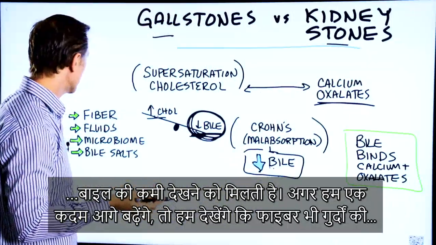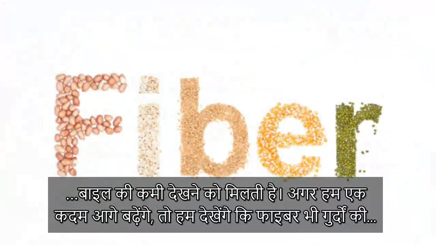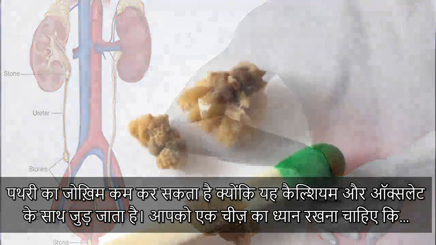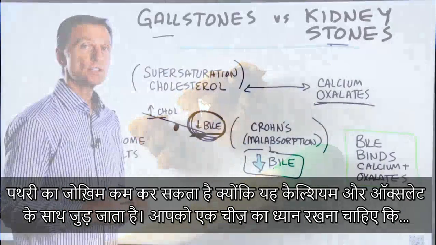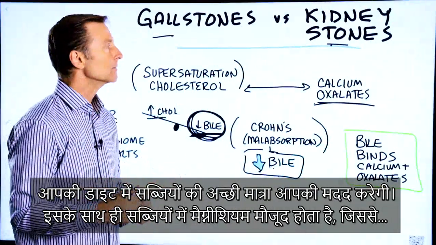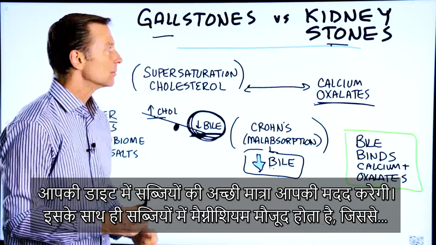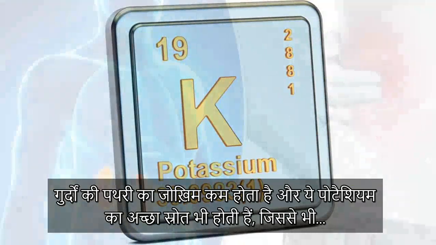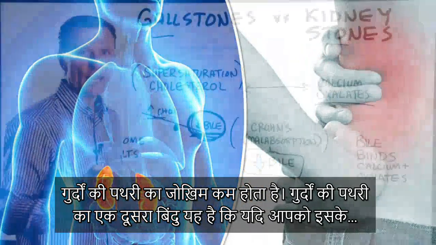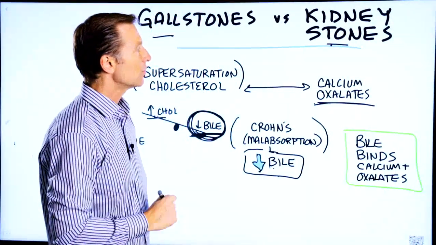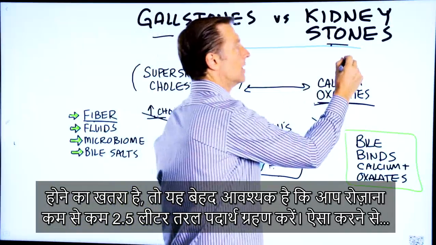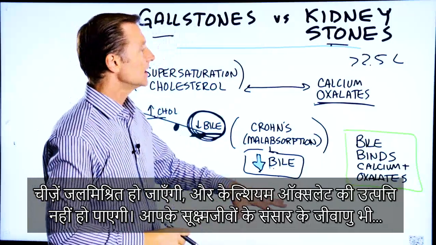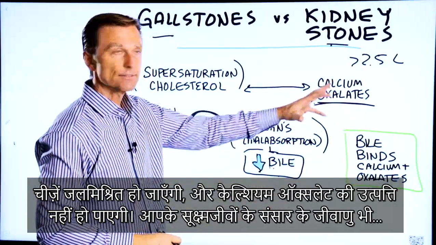If we take it one step further, we look at fiber. Fiber also can decrease the risk of kidney stones because it binds with calcium and oxalates. So one thing you need to know is that a good amount of vegetables in your diet will help you. Also, vegetables contain magnesium, which will also decrease the risk of kidney stones. And they're a good source of potassium, which also can help reduce the risk of kidney stones. And another point about kidney stones is that if you're at risk, it's very, very vital that you consume over 2.5 liters of fluid every single day. That will keep things diluted enough where these calcium oxalates can't form.